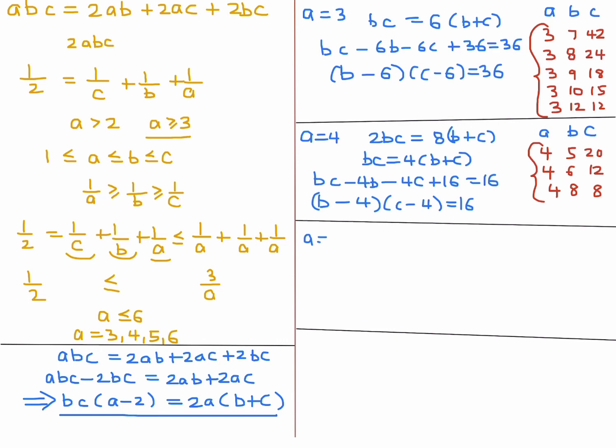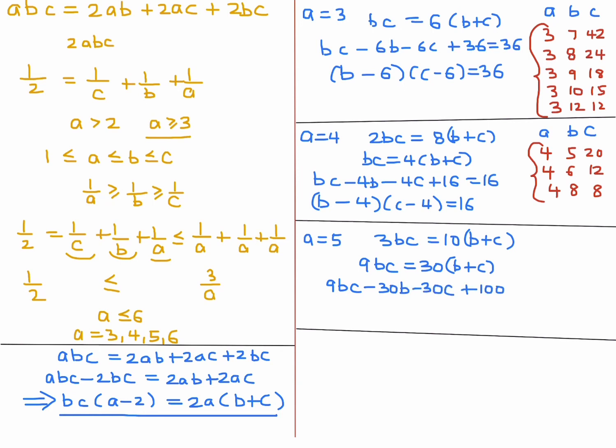Moving right along, we got A equals 5 now. And again, using that formula down there, we get 3BC is equal to 10 times B plus C. Therefore, if we multiply both sides by 3, we get 9BC is equal to 30 times B plus C. And therefore, 9BC minus 30B minus 30C. Then if we add 100 to both sides, it helps with the factoring a little bit. And when you do factor, you get 3B minus 10 and 3C minus 10.